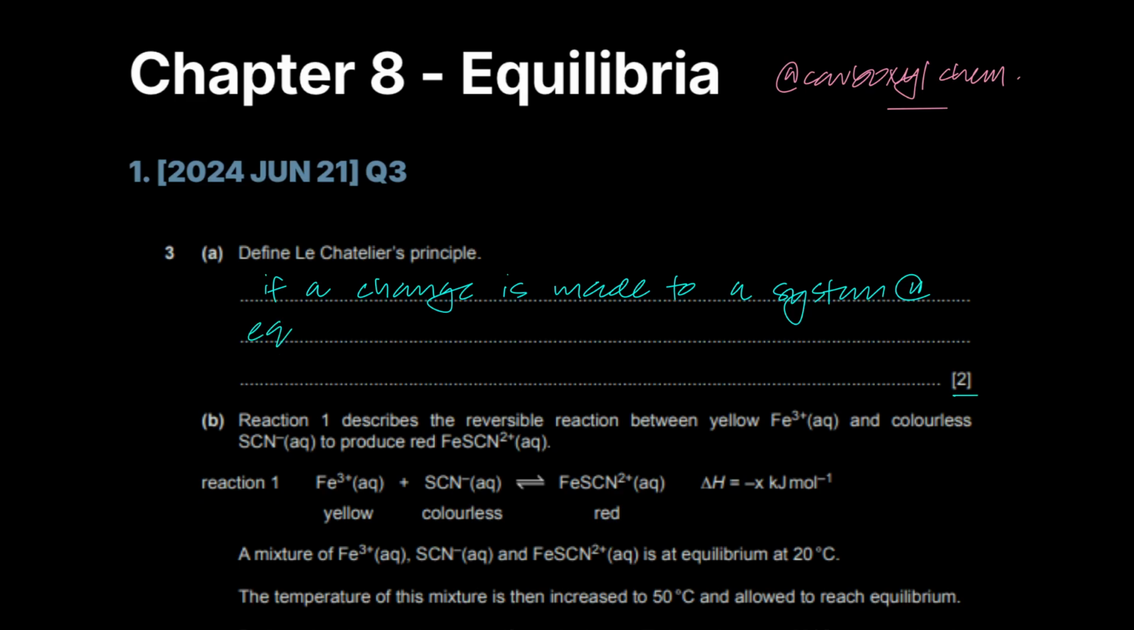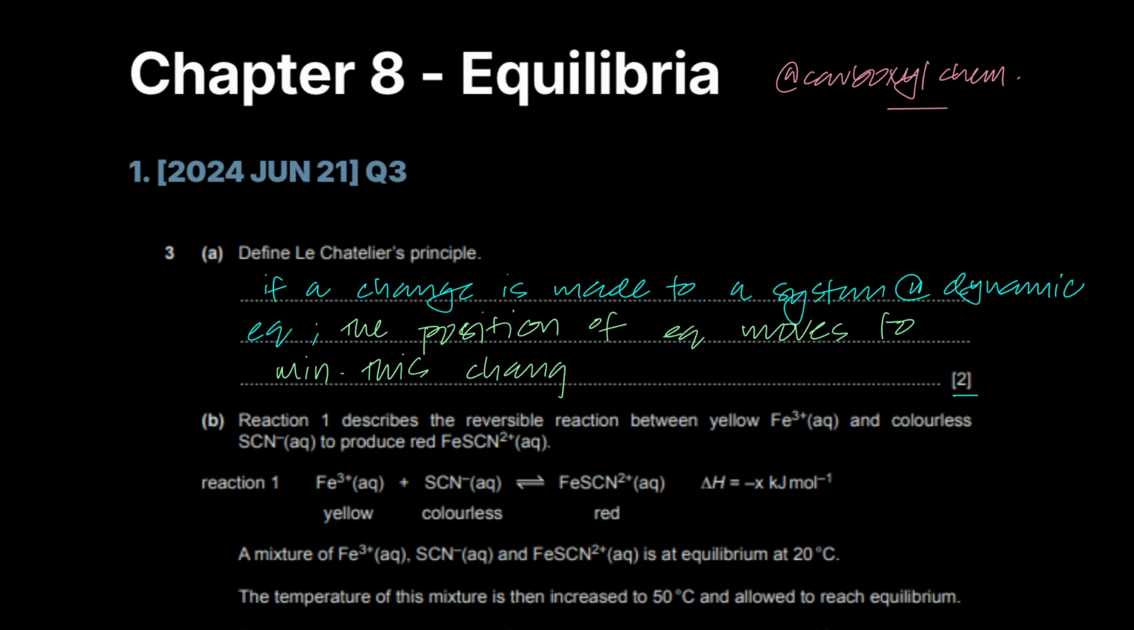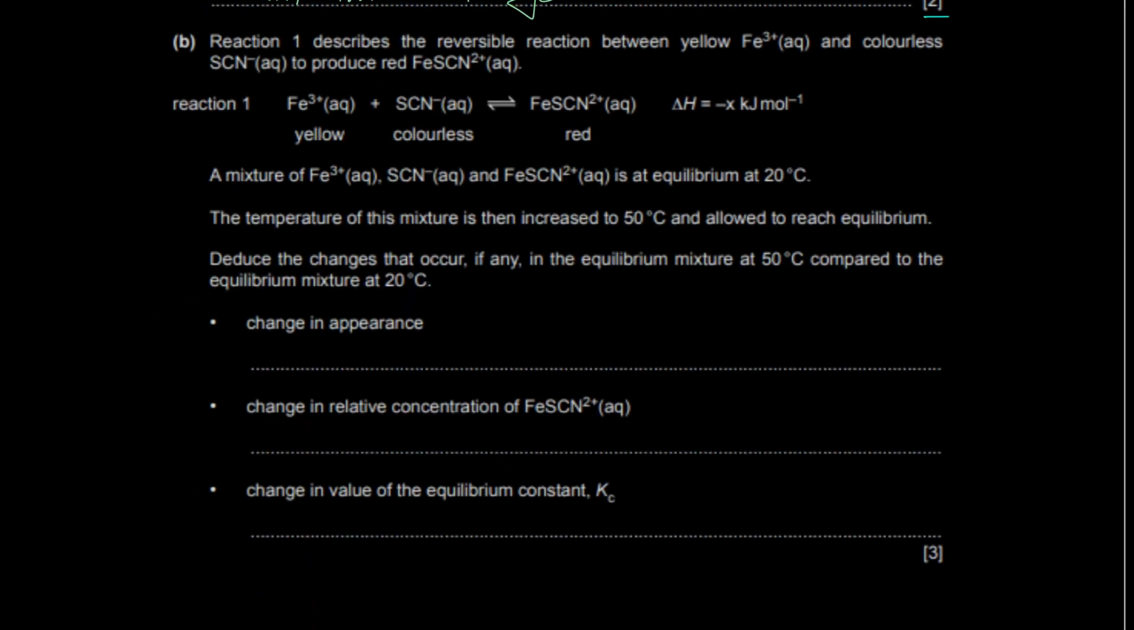What would happen? At dynamic equilibrium, the position of the equilibrium would move to minimize that change, right? So the position of equilibrium moves to minimize this change that you made. That's how our syllabus defines it, and that's how I'll define it.